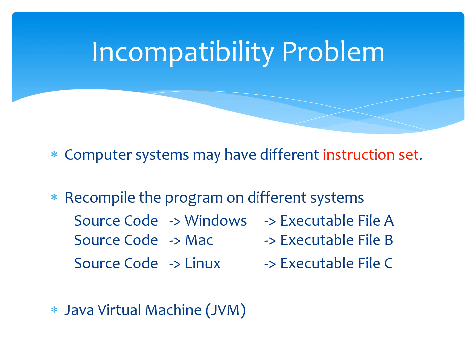Owing to the popularity of the Internet, we want to develop programs that can be executed on different systems without recompiling the source code. This need leads to the development of Java, which uses Java Virtual Machine (JVM) to overcome different instruction set problems. The corresponding JVM must be installed on a system. The JVM runs the Java bytecode by translating the bytecode to different instruction sets on different computer systems.